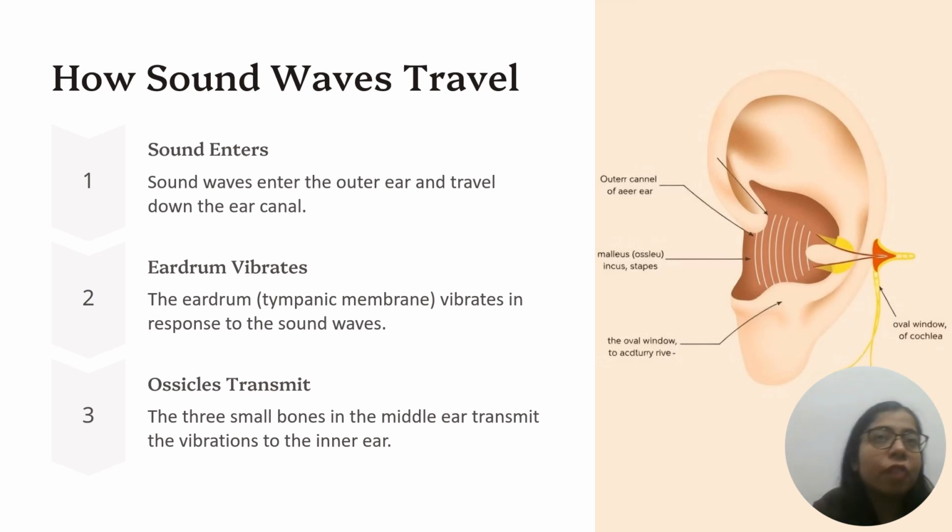Next is the eardrum vibrates. The eardrum, also known as the tympanic membrane, vibrates in response to the sound waves. Sound waves have come now, so the eardrum vibrates because sound waves are hitting it. Then the ossicles transmit. The three small bones in the middle ear transmit the vibrations to the inner ear, okay.